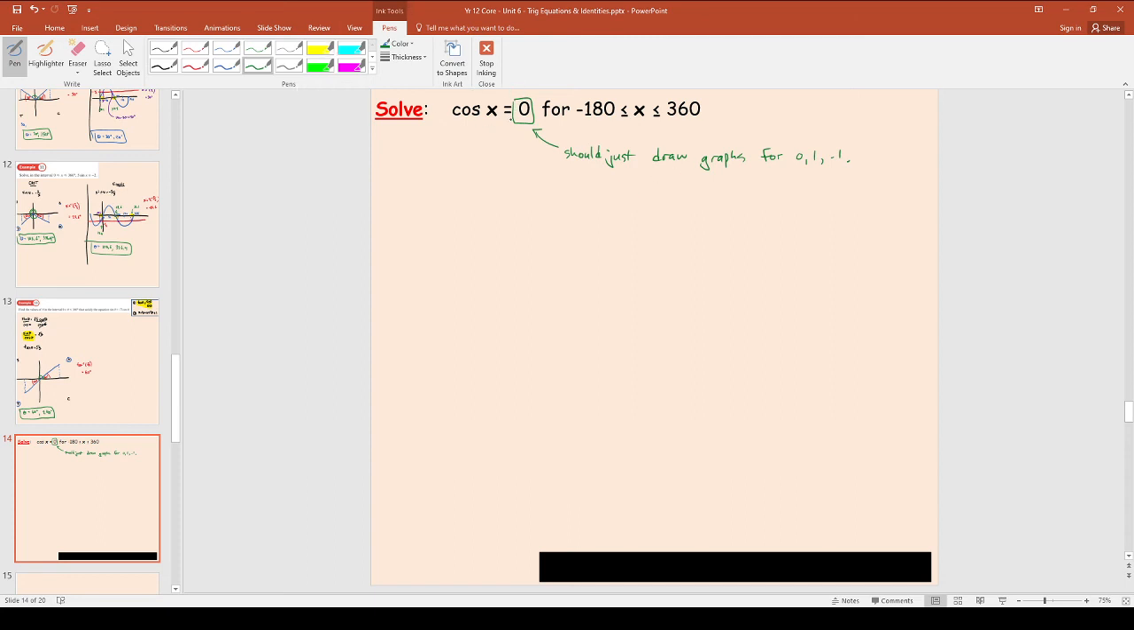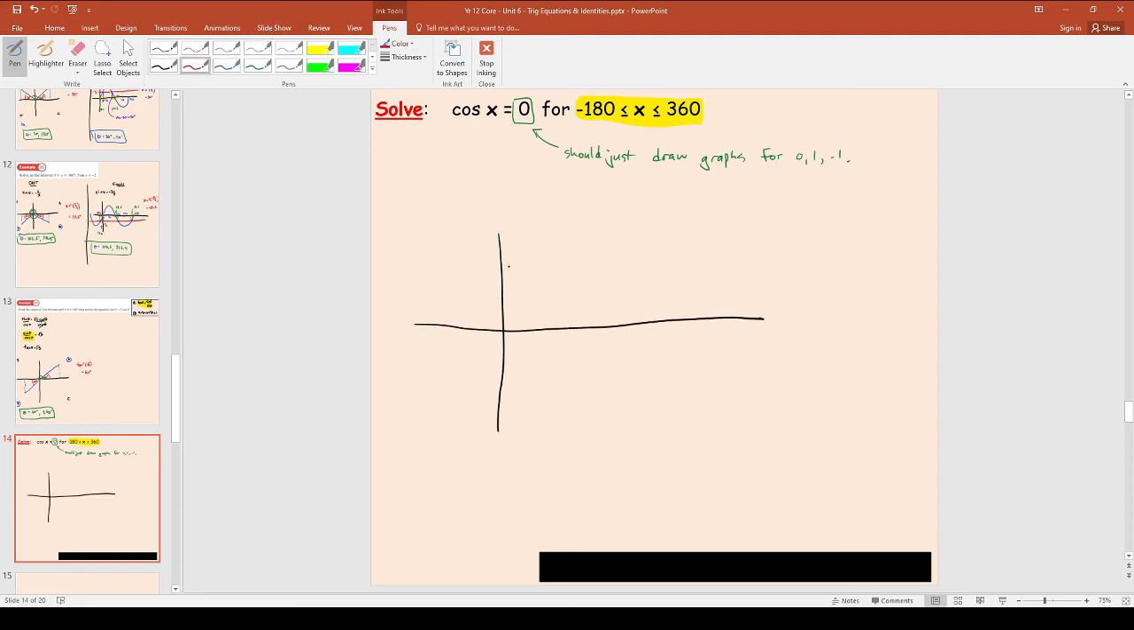So cos of x equals 0 for minus 180 to 360. In this instance, because it's given us a long range, minus 180 to 360, we're going to have to draw the graph in that entire range, unfortunately. And it is going to be the graph itself. And this is why the graphs aren't useless, not by any means. They're just usually CAST is faster, that's all. So here we go. Let's do it.